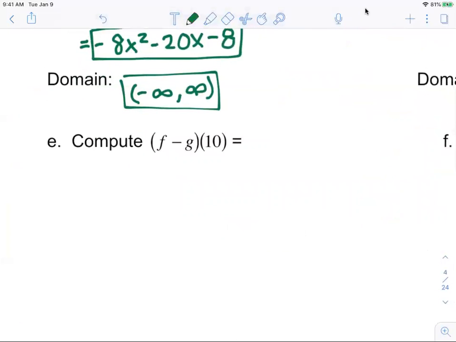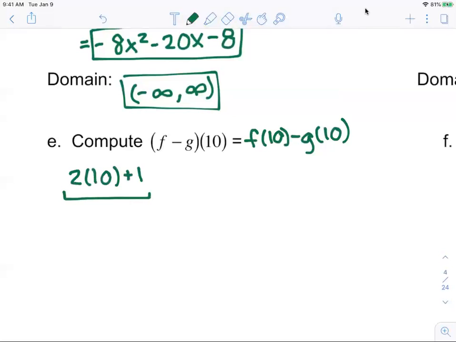You might have to do some computing as well with actual numbers, but it's really no different. So for the computing, you would be doing f of 10 minus g of 10. So step 1 would be to go ahead and find f of 10. So I'd go to my f function and I'd plug in 10. So 2 times 10 plus 1.